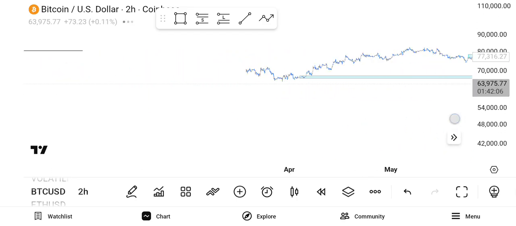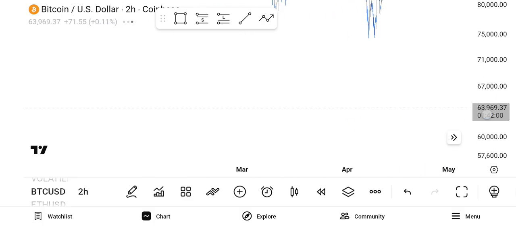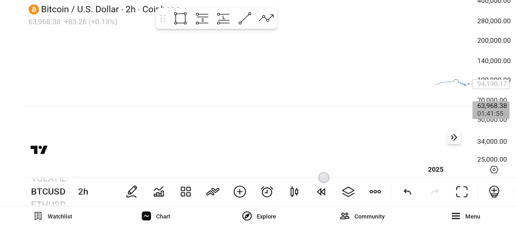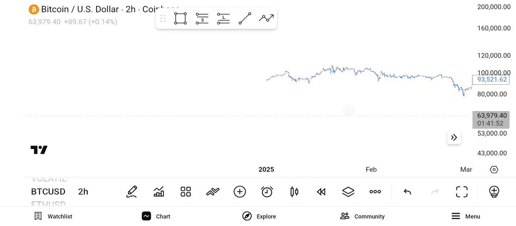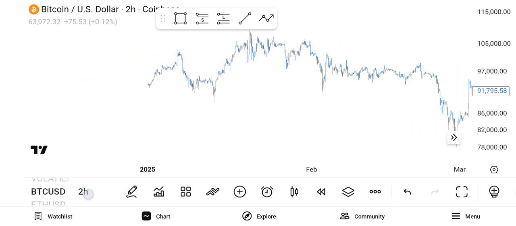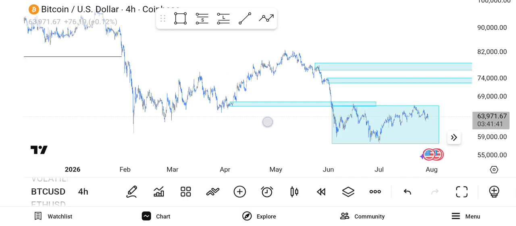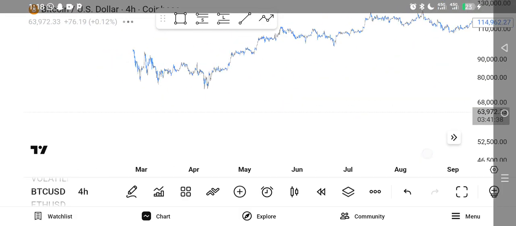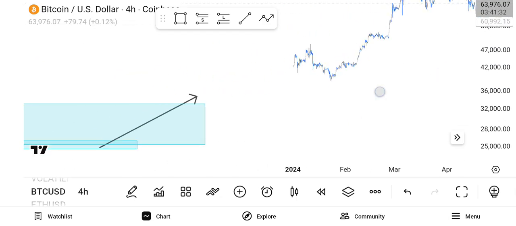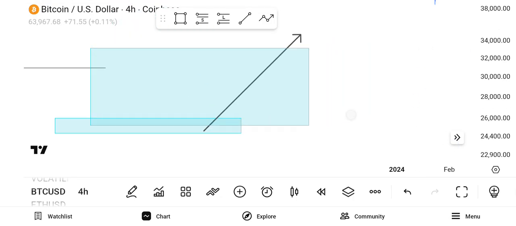Let's see where the zone we mapped out is. Right over here. I have to switch time frames because smaller time frames are taking years to load right now. So yeah, just right here.